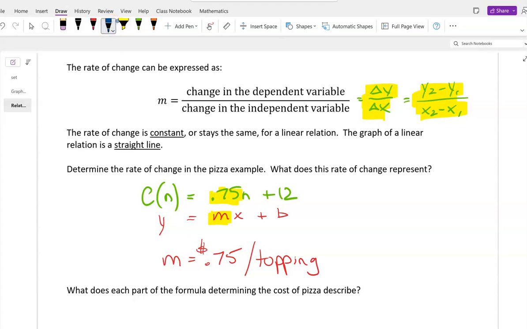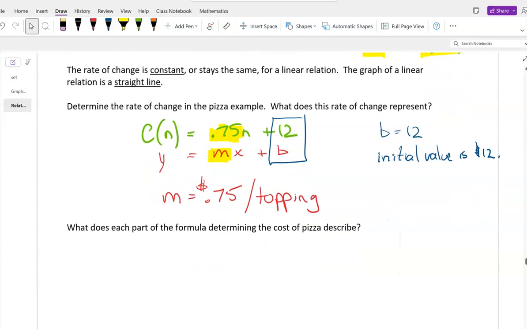Well, here is the other part, B. B is 12. What does that mean? That means the initial, the starting point. The initial value is $12. So this means if I have no toppings, I get $12 for the price of the pizza.